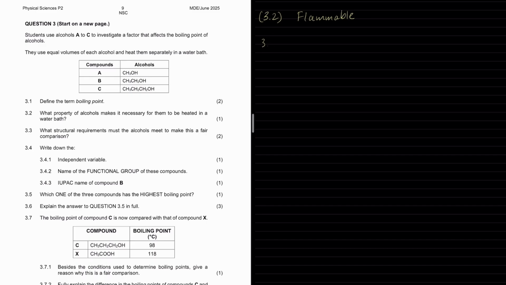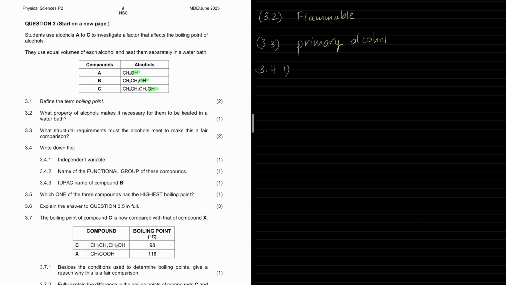3.3. What structural requirements must the alcohols meet to make this a fair comparison? If you look at each of these alcohols, they have the OH group attached to the terminal carbon. In other words, it's bonded to the last carbon or the first carbon, depending on how you look at it. So in other words, the alcohol must be a primary alcohol. Because if it has branches and so on, the branches are going to affect the experiment.